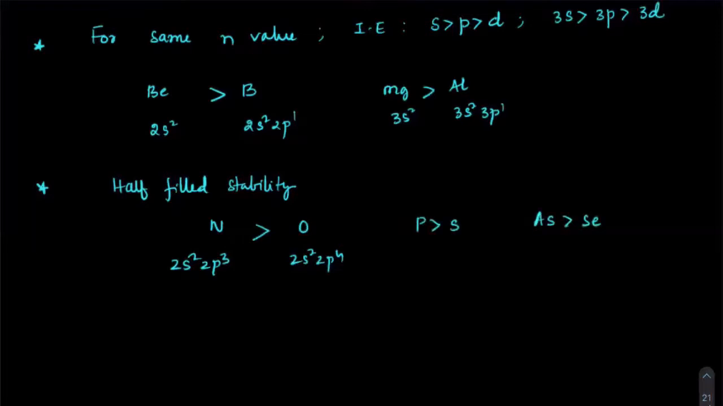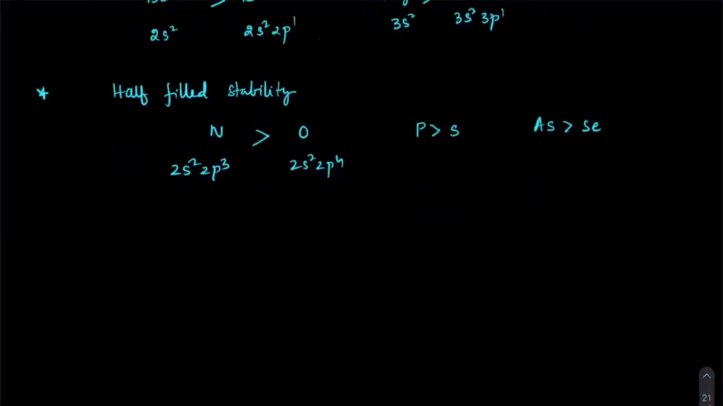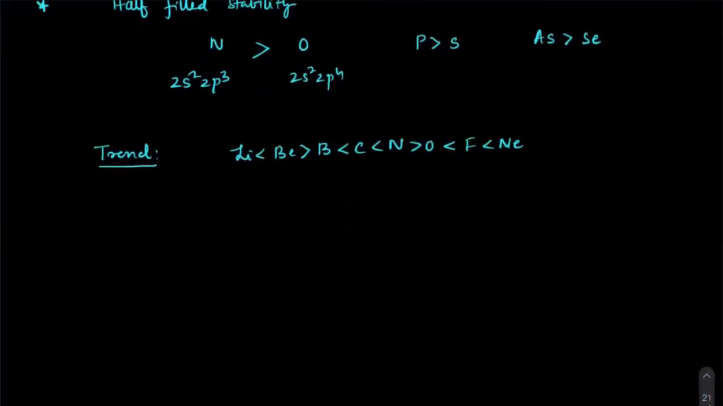So if you see the overall periodic trend, lithium will be less than beryllium, which is greater than boron, which is less than carbon, less than nitrogen, which is greater than oxygen, which is less than fluorine, which is very much less than neon. This is how the variation would be.